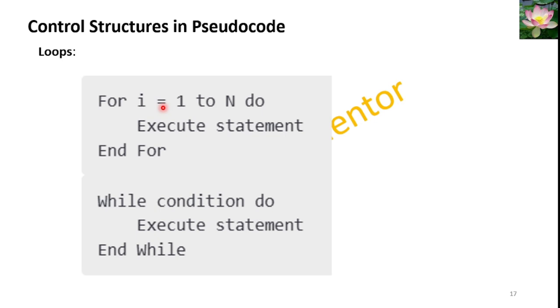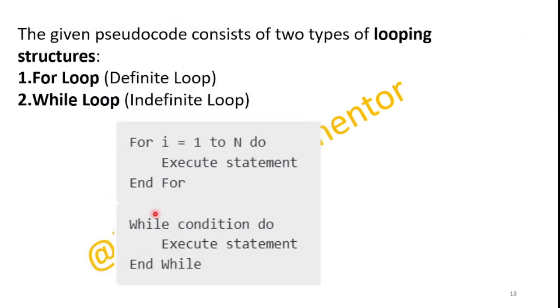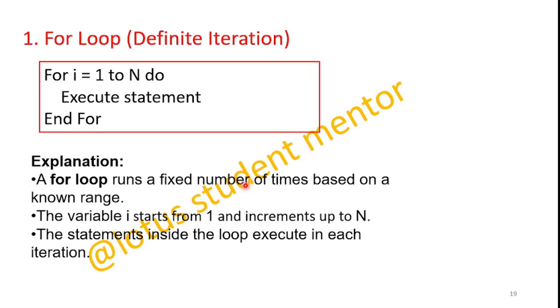Please remember that the for loop is a definite loop, whereas the while loop is an indefinite loop. Why so? Let us begin. A for loop runs a fixed number of times based on a known range. Here it is the known range, that's why it is a definite iteration. So the variable i starts from 1 and increments up to n. While the condition is true, the loop body executes its iterations. Then when the condition is not satisfied, it comes out of the loop.